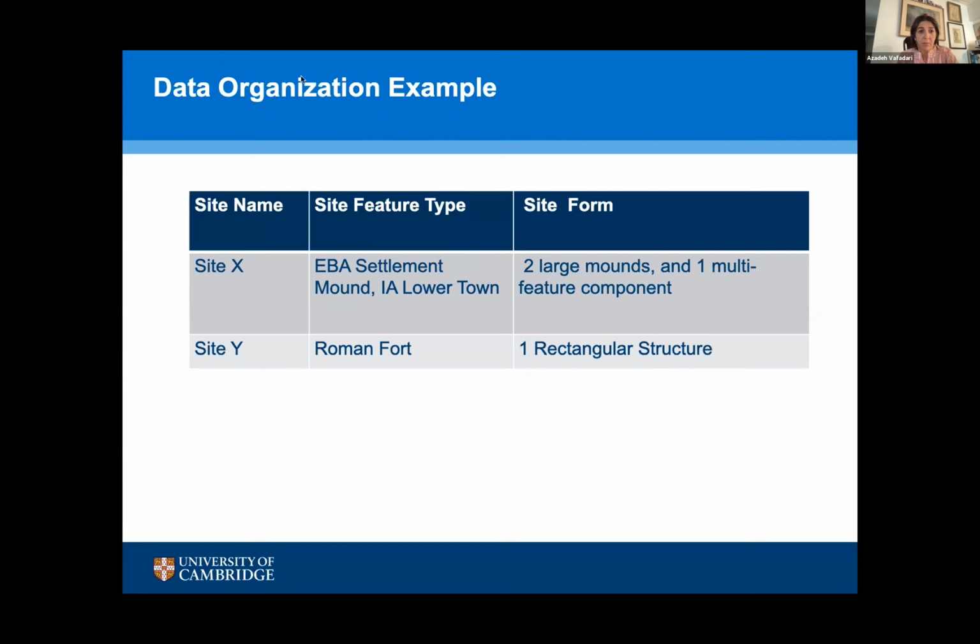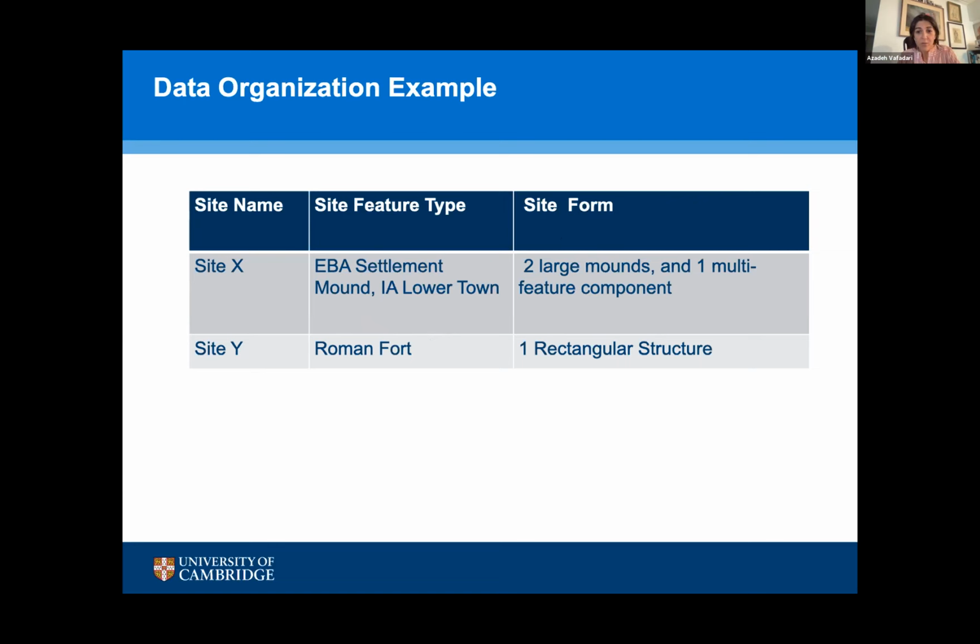If it's a site, my site X, as a feature type, and this is an example from Jordan, an area that I worked with before joining MAHSA. It's an early Bronze Age settlement mound, an Iron Age lower town, and in the form column, I have two large mounds, one multi-feature component.